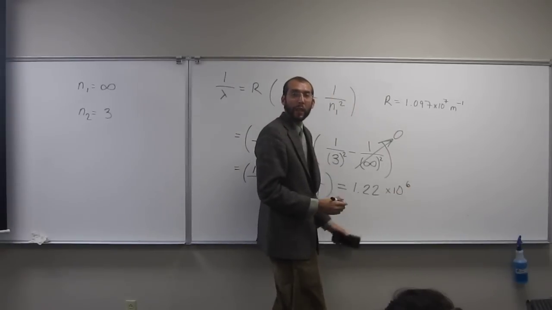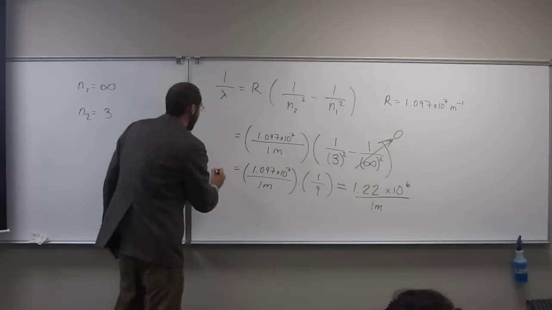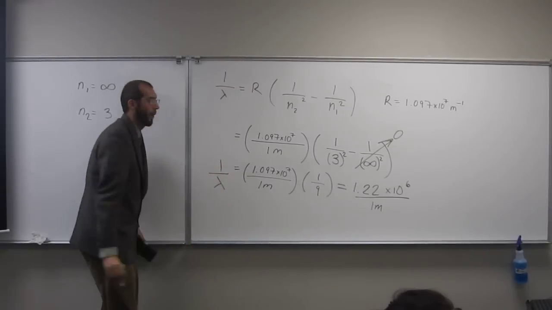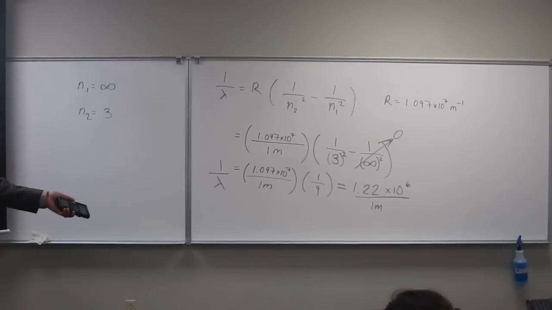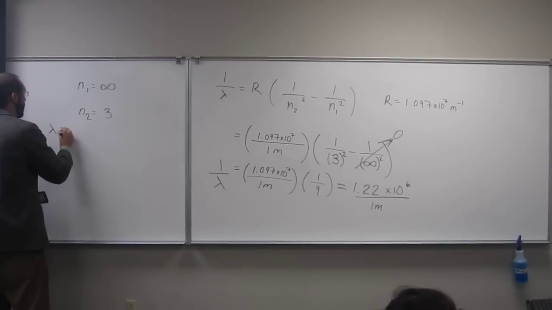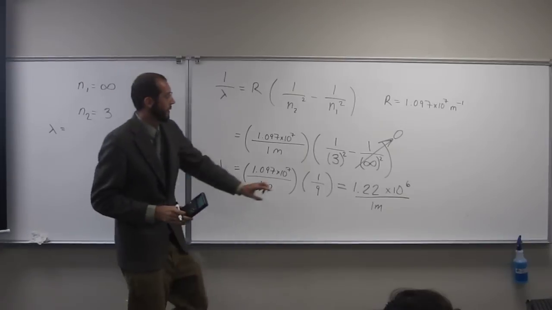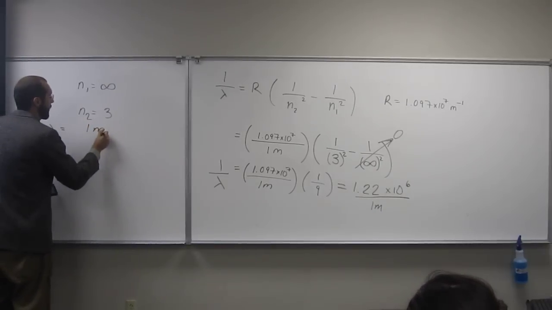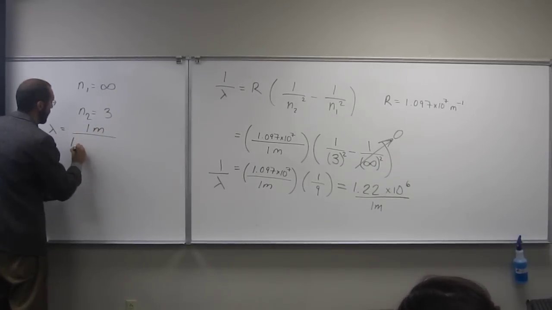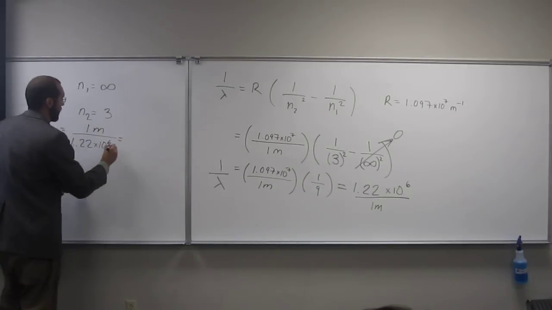But that's per meter, right? And that is also 1 over wavelength, right? So that's not what we want. We want wavelength. So all we do is flip this thing over. How do we do that? We say 1 meter divided by 1.22 times 10 to the 6.